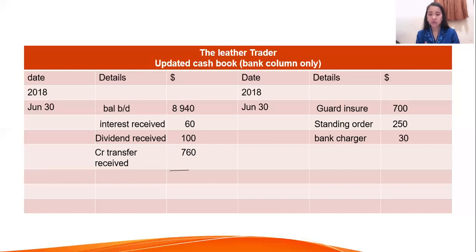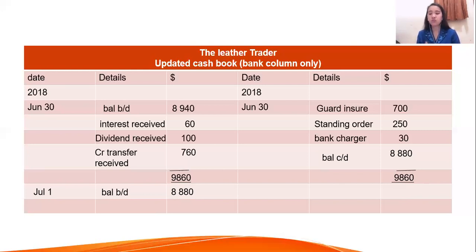What else do we do? I think all of the items are already recorded. So we find out which one is bigger. I think this one is about 9,860. So we put the balance c/d 8,880, and the balance b/d is 8,880. The balance in here still does not agree with the bank statement.